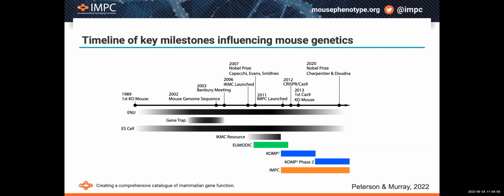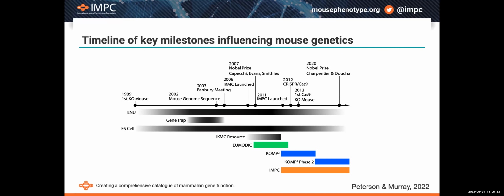And so once this resource became available, EUMODIC, as a European effort, put into place these large-scale phenotyping screens, showing the feasibility of systematically putting these mice through a pipeline. And in the U.S., an effort known as the Knockout Mouse Project, a phenotyping program, went on to also mirror this, and then everything got put under the umbrella of the International Mouse Phenotyping Consortium. And now we're moving past this timeline into phase 3 of IMPC.